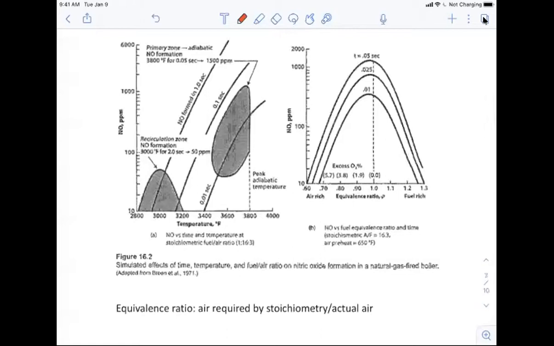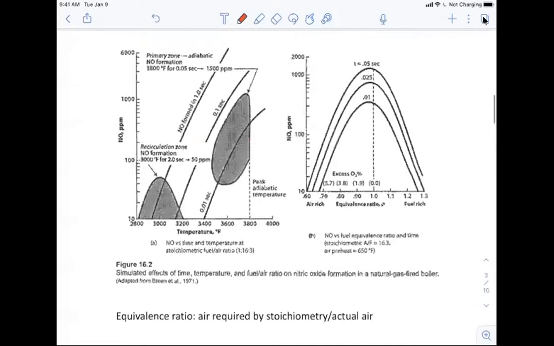As we introduced, right, the temperature and the residence time is going to affect the NOx formation. This is perfectly shown in this figure here, okay? So what this shows is the NOx formation as a function of temperature, okay?